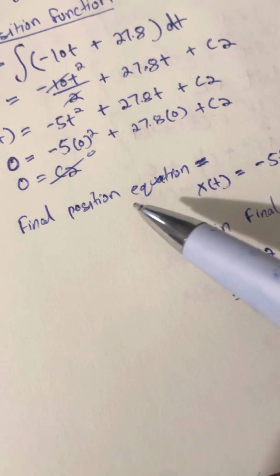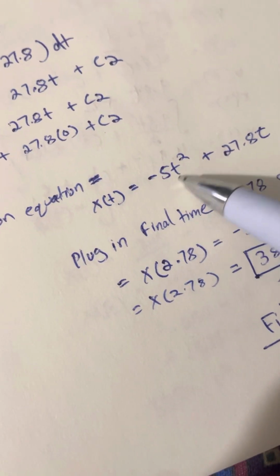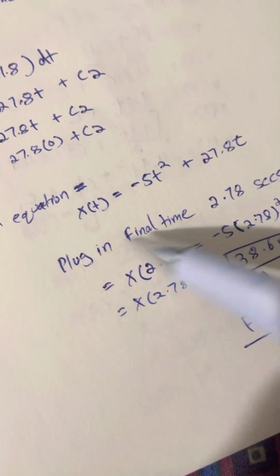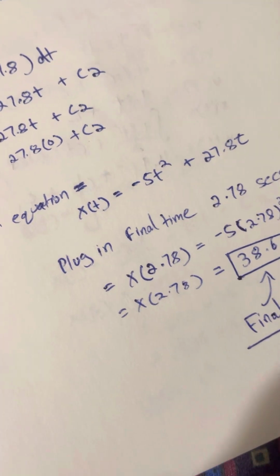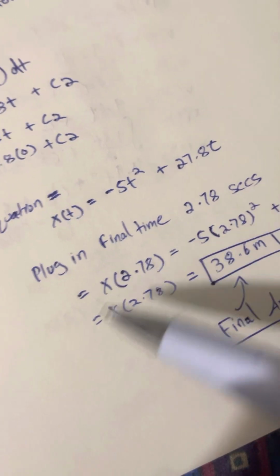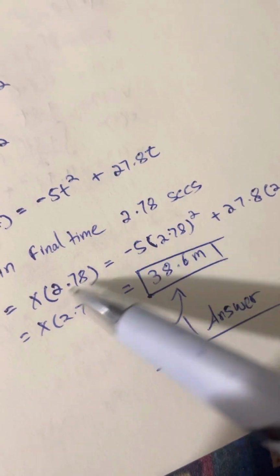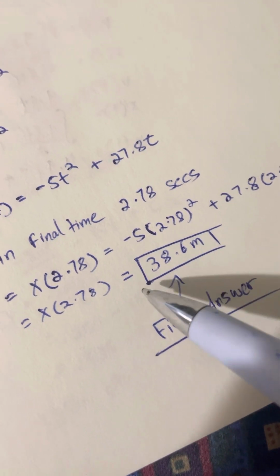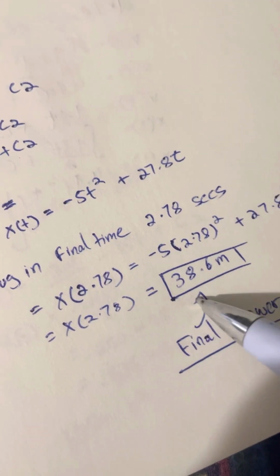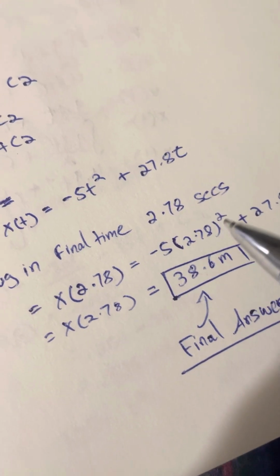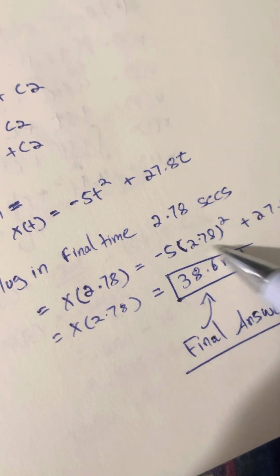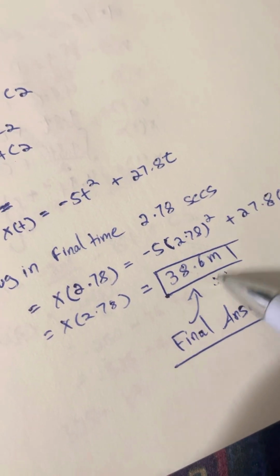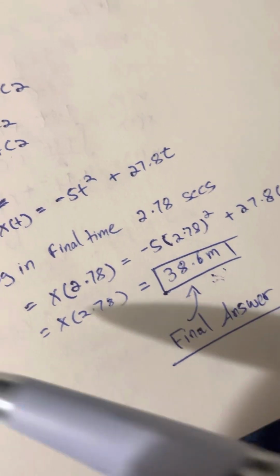And now the position equation, the final one, is equal to negative 5t squared plus 27.8t. Now we just got to plug in the final time for the entire journey, because that's how long the journey was, 2.78 seconds. And we'll get x of 2.78 is equal to, and at the end we'll get 38.6 meters. So this car, if it was going at 100 kilometers per hour, and it brakes suddenly at 10 meters per second squared of deceleration, it'll go 38.6 meters in distance before coming to a full stop in 2.78 seconds. There you go.